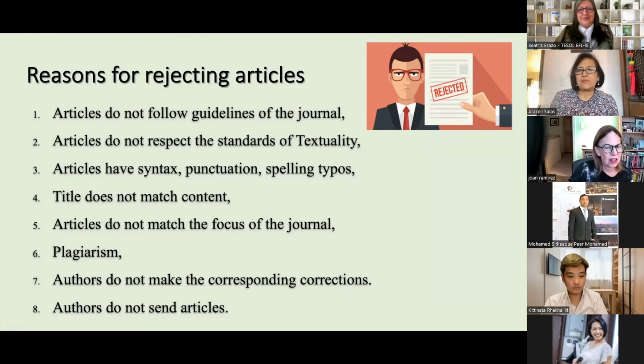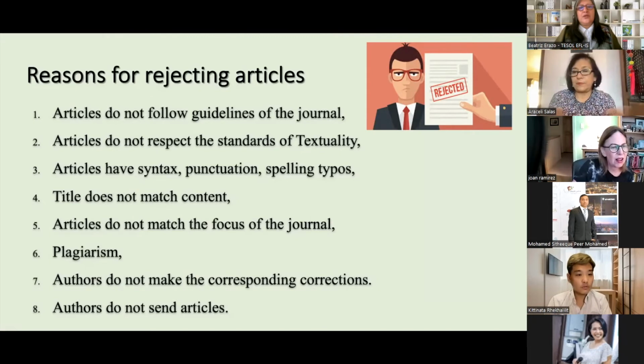Sometimes articles do not respect the standards of textuality, and textuality means what we saw: cohesion, clarity, objectivity, situationality, all those standards that we have seen. Sometimes we are reading and we don't understand, they are not coherent, or they don't have this originality element. They do not contribute. So sometimes we say, it's well written, but there is nothing new. What for do we publish this?